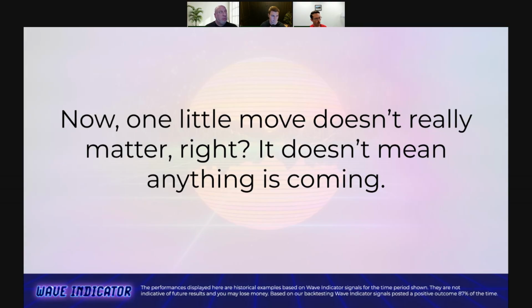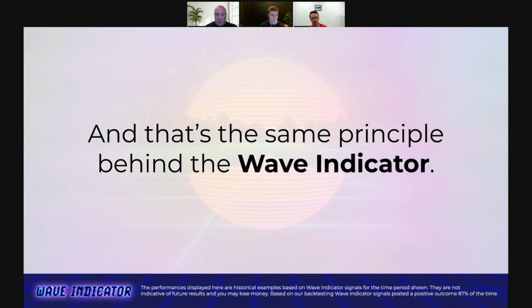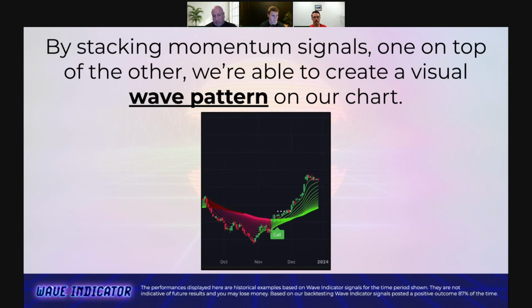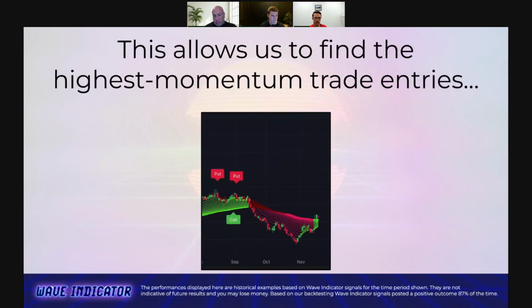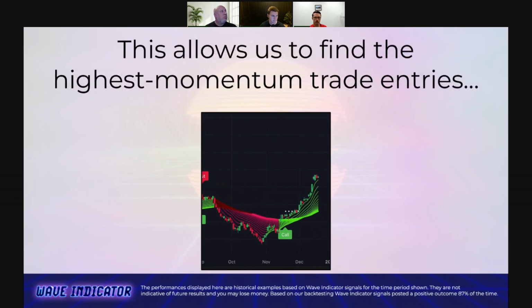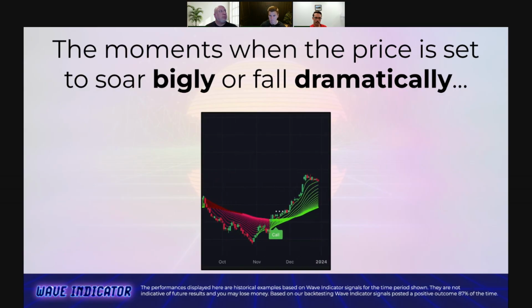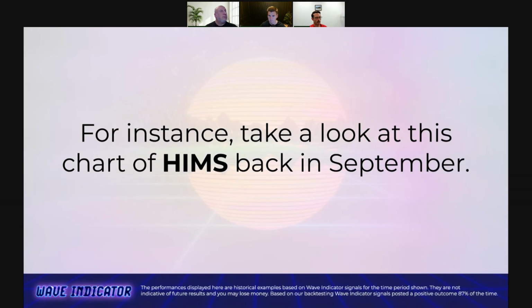But one little move is not going to matter because it doesn't mean anything is really coming. But when you have dozens of moves in quick succession, well, that means you better buckle up, which is the same principle behind the wave indicator. By stacking momentum signals one on top of the other, we're able to create a visual wave pattern on our chart. Now, this allows us to find the highest momentum trade entries, the moments when the price is set to really soar or fall dramatically, while at the same time filtering out the days when the price chops sideways and just doesn't give us any good action, because we don't want to trade those days.